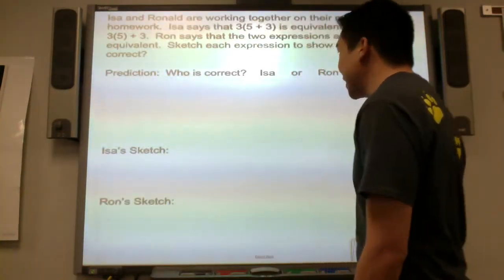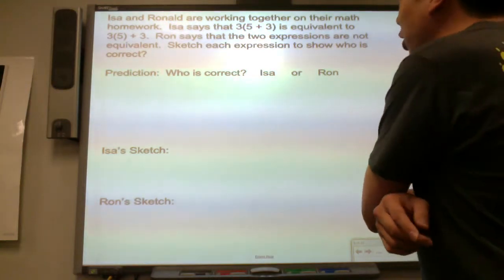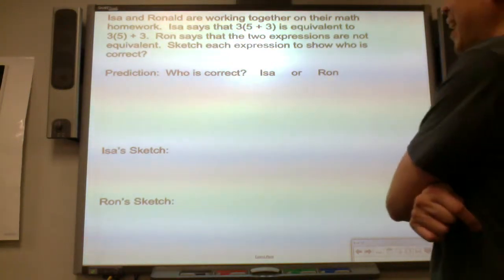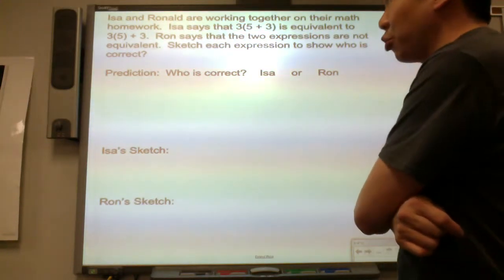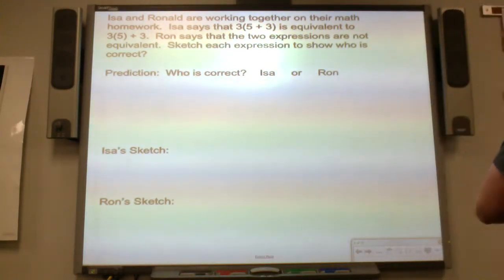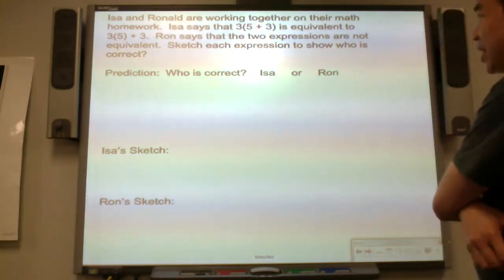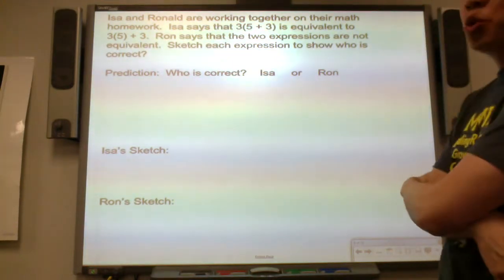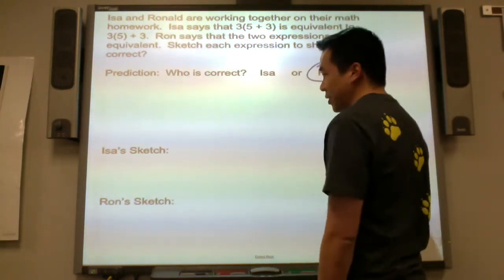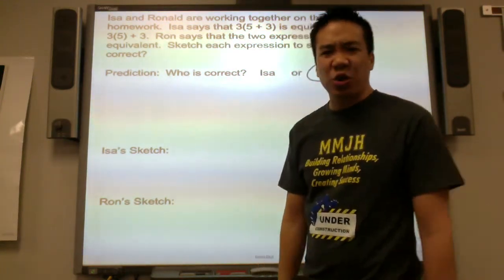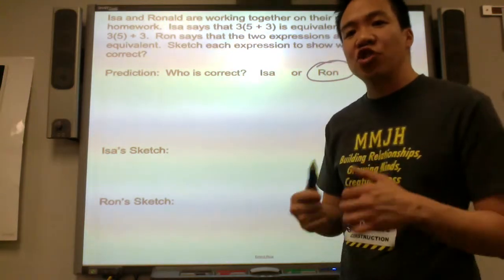Next example. Let's take it a step further. Isa and Ron are working together on their math homework. Isa says that 3 groups of 5 plus 3 is equivalent to 3 groups of 5 plus 3. Ron says they are not equivalent. Sketch each expression to show who is correct. So, I predict Ron is correct. I don't think they're equivalent. So we're going to draw pictures to show this.